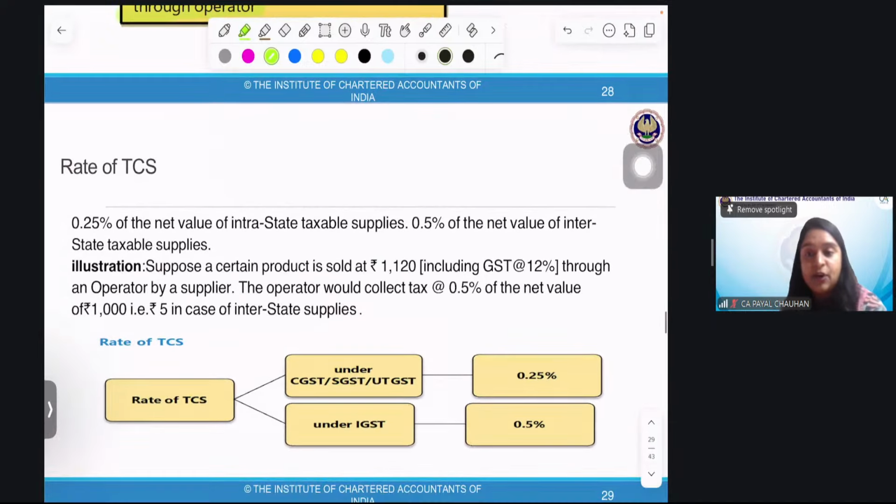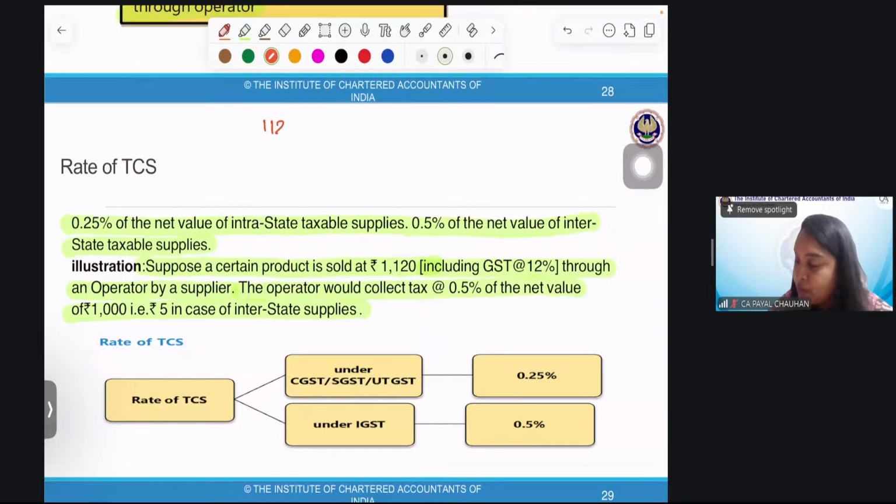Then we have the rate of TCS. Rate of TCS: 0.25% of the net value of intrastate supply and 0.5% of the net value of interstate taxable supply. Illustration: suppose a certain product is sold for rupees 1120, inclusive of GST at 12%, through an operator by a supplier. The operator would collect 0.5% of the net value of 1,000, that is 5 rupees, in case of intrastate supply. Very easy for you people.